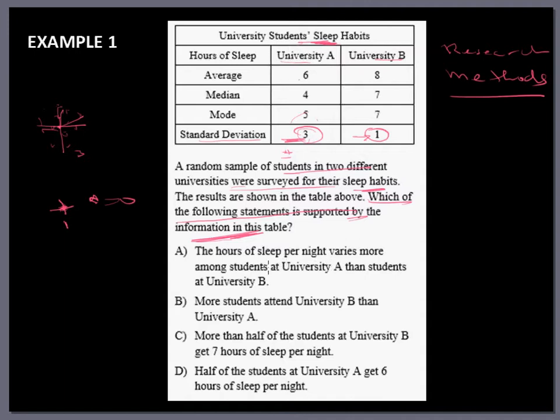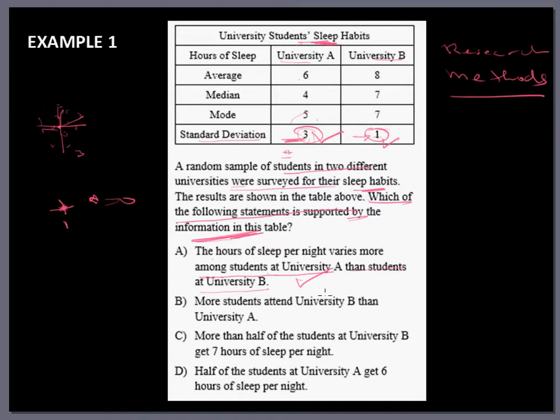So what you're going to do here is look at the first one: the hours of sleep per night vary more among students in University A than University B. That means the standard deviation. What you are saying here is that the standard deviation of A is bigger than that of B. Is that true? Yes. This is 3. This is 1. So we know this is true. We can actually see from the data the standard deviation. There's more variability in A than in B. So that one is true.